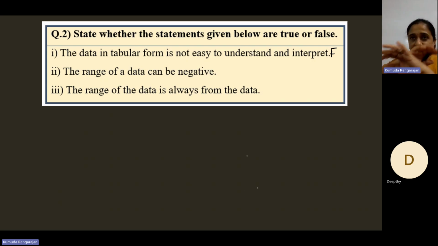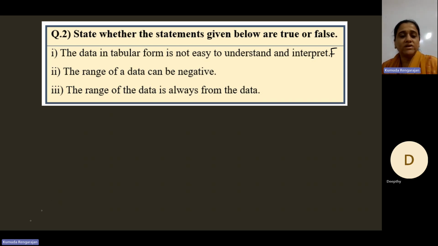Data collected is just some numbers, like in my case, 2000 numbers. I have to tabulate these numbers. I'll have to arrange the numbers in a table, in a tabular form, using 2-3 columns, wherein tally marks are the most important thing that I'll be using. So tabulating the data helps me to analyze and interpret the data better. Tabulating makes your work easy, but here it's given not easy, so it's false.